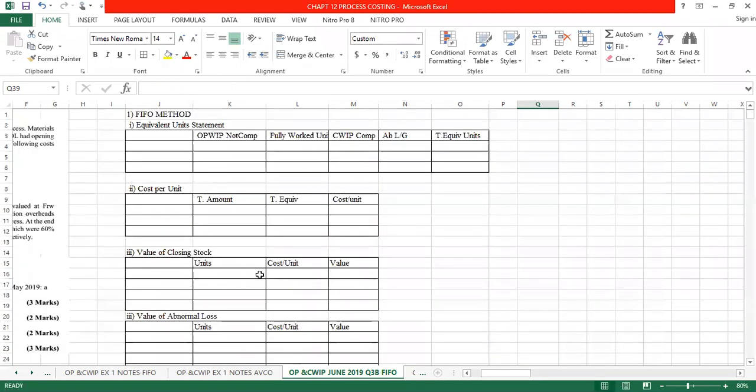We can now quickly go and get this. So there was materials, there was conversion, and there was production overheads.